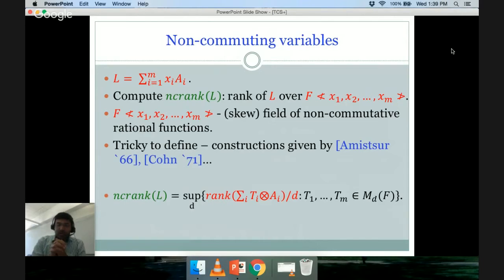One point to make is that from this definition, it's not clear if this thing is an integer. And it's also not clear if this supremum is achieved. But in fact, this non-commutative rank is an integer, and the supremum is achieved for some finite dimension D. Okay, so any questions about this definition? Actually, this is really a theorem, but I'll define it this way in this talk.